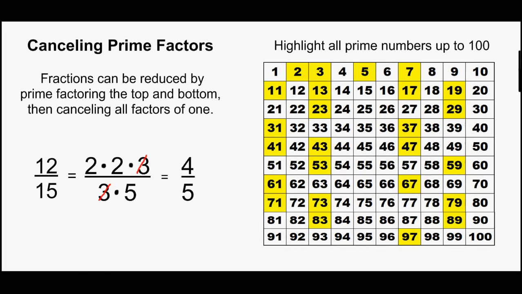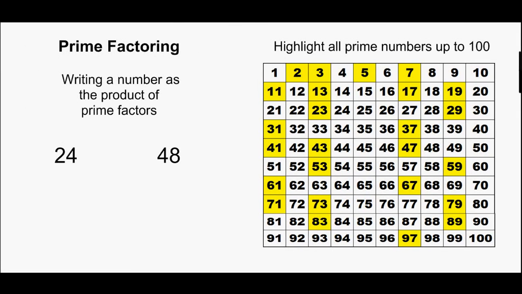We take the factors that are left. 2 times 2 is 4, our numerator, and on the bottom, 5, our denominator. 12/15 reduces to the fraction 4/5.